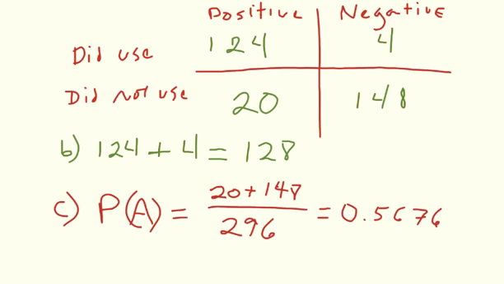As a quick side note, if you happen to be plugging this in and getting 20.5, double check that your calculator is adding the top numbers first and then dividing, as opposed to adding 20 to the division of 148 by 296. Remember, in probability, you can't get a probability that's greater than 1.